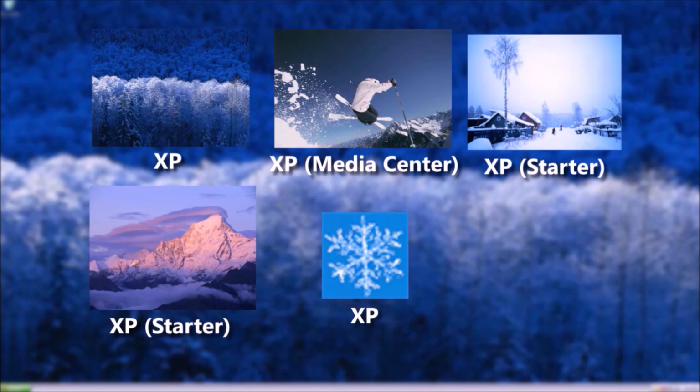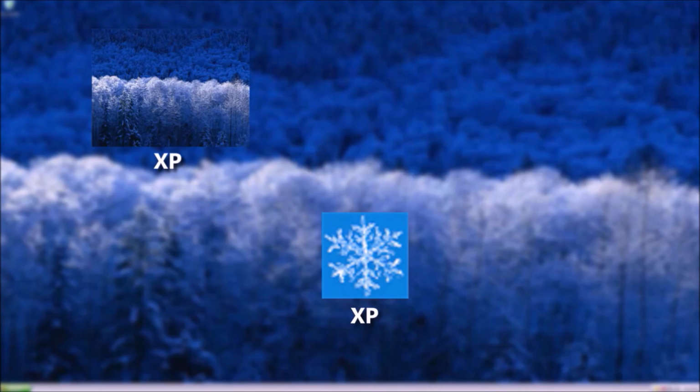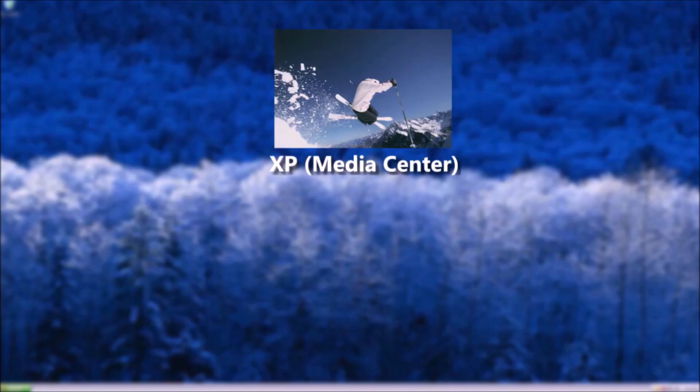Windows XP, including all editions, has a total of 5 winter-themed wallpapers. 2 from regular XP, 2 from Starter Edition and 1 from Media Center Edition. By the way, this pattern will continue in the next versions of Windows as well.